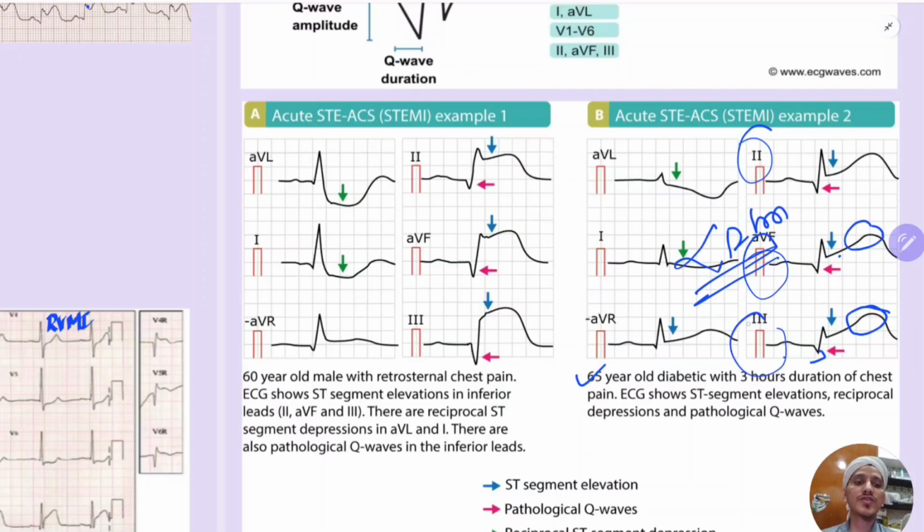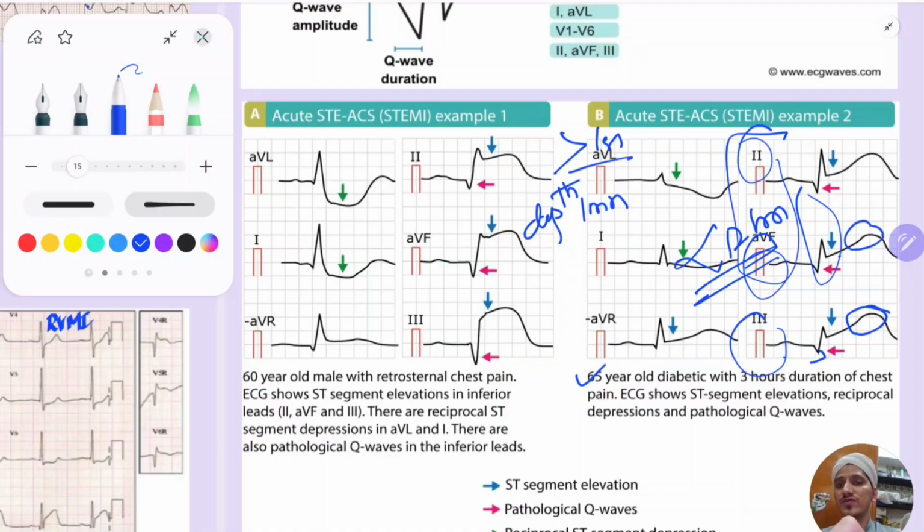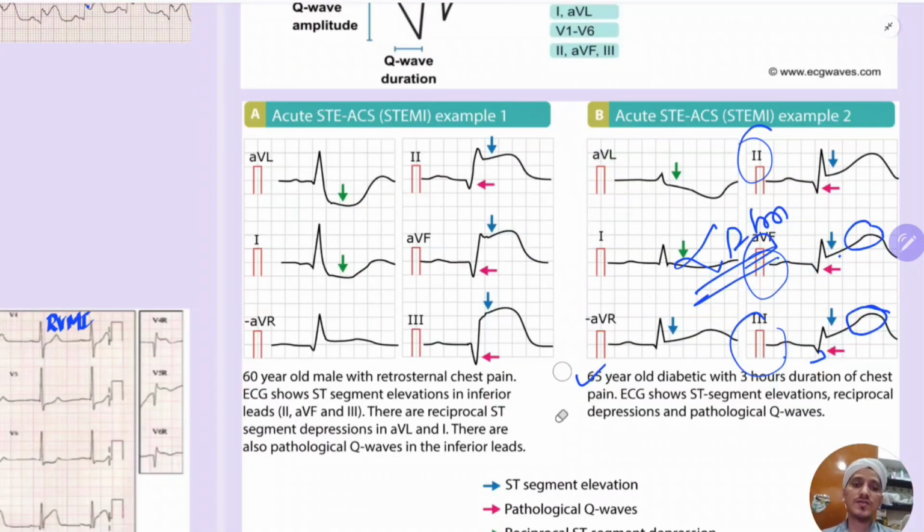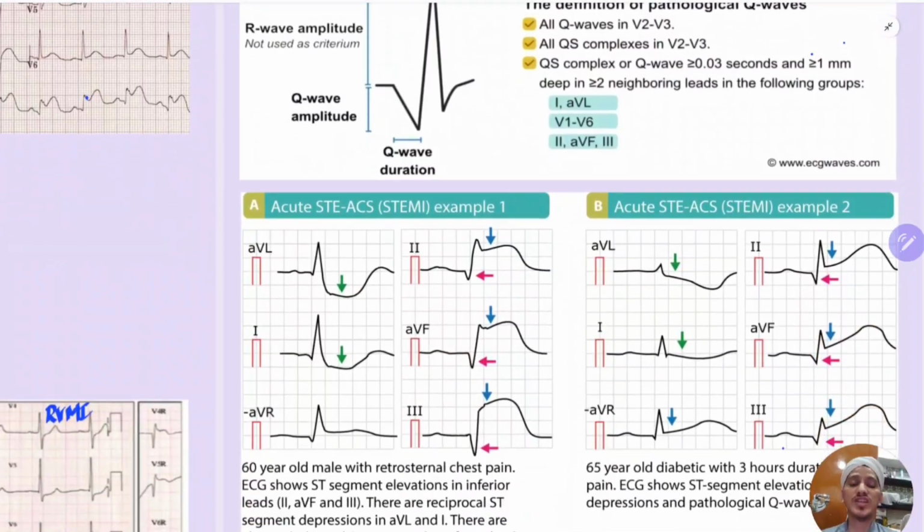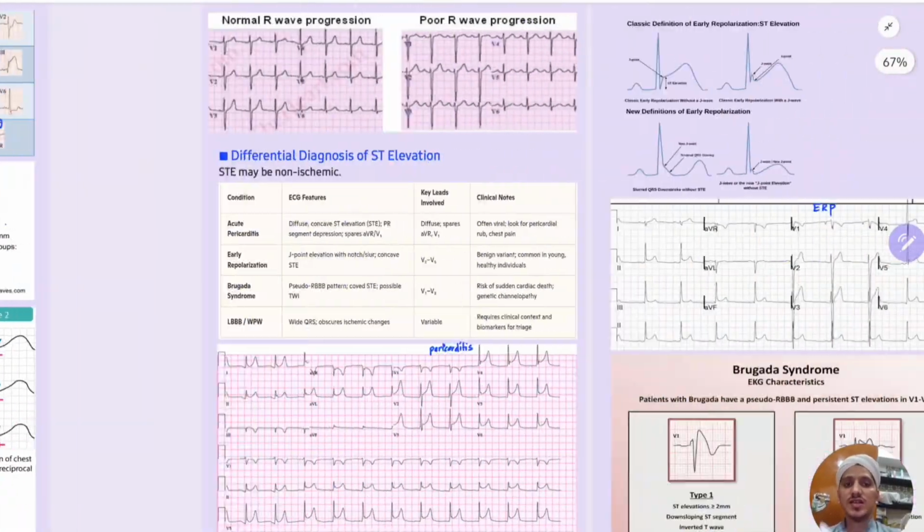In leads 2, 3, and AVF, at least 2 leads should have them. So 2 are having them, and they are more than 1 small square in width, and at least 1 mm in depth. And all Q waves in V2 to V4 are pathological. So that's how we have learned in detail about the Q waves, in V2 and V3.